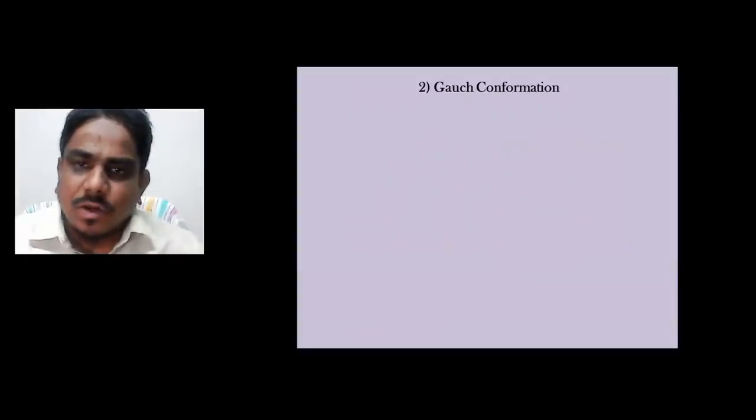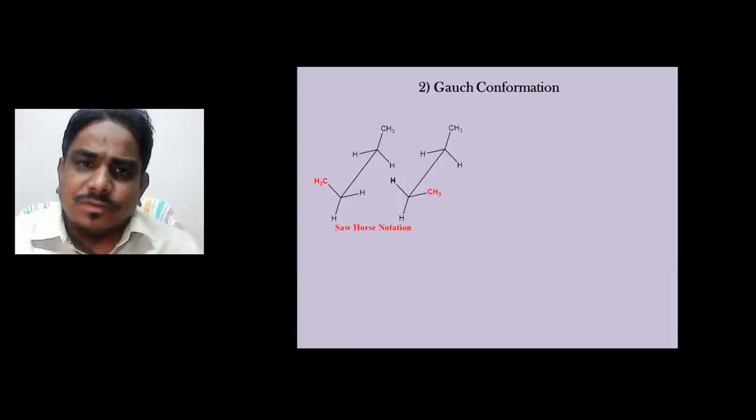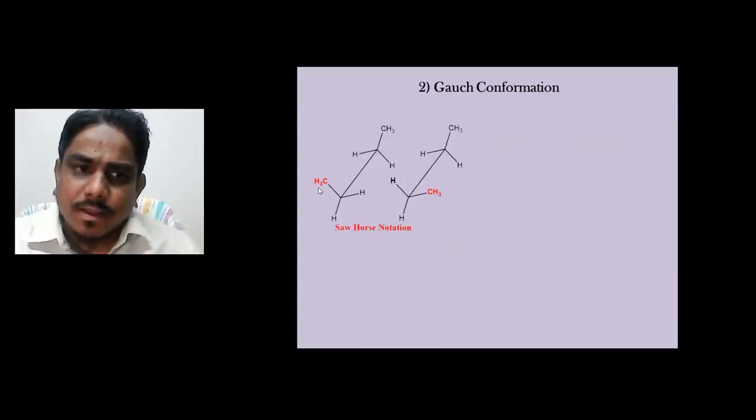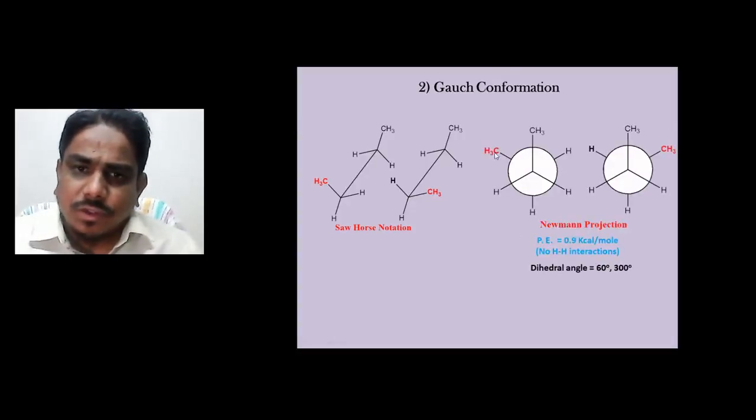The second conformation of n-butane is the gauche conformation. When we rotate the carbon-carbon single bond of n-butane by about 60°, then we observe the gauche conformation. Here, these two methyl groups are slightly going away from each other at dihedral 60°. This is anti-clockwise rotation. This is clockwise rotation. In the Newman projection, we observe two methyls are gauche to each other at dihedral angle 60°.